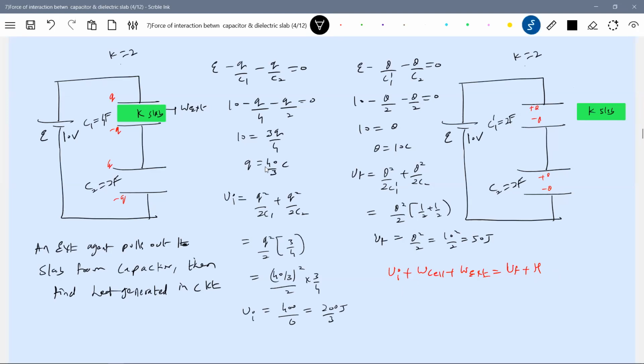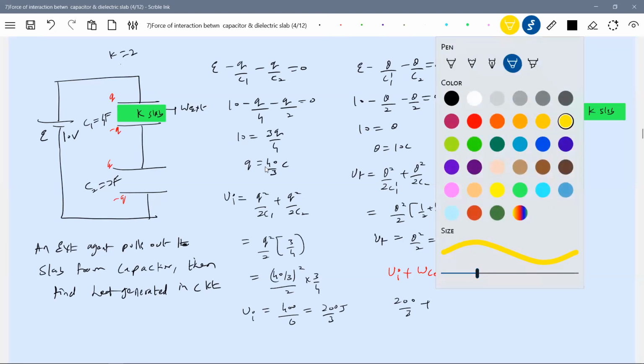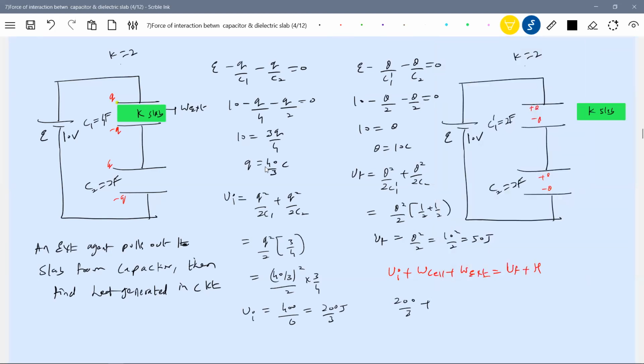Okay, now we'll substitute all these things. Work done by the cell, we don't know that, so what to do? I look at this particular plate. Let me take only one plate; any one plate is enough, the plate which is connected to the positive terminal of the cell. I am bothered about only this plate. What was the initial charge?